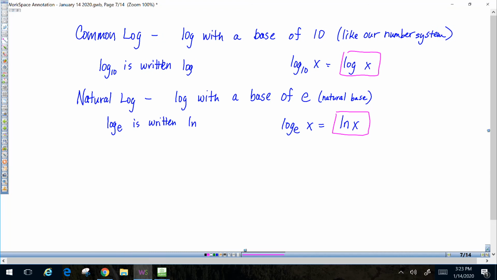Okay, so common log is base 10. Natural log is base E. Those two are pretty special. Common log. We'll give you a minute to write and then we'll talk about it.